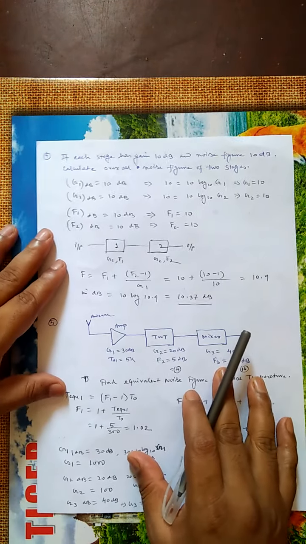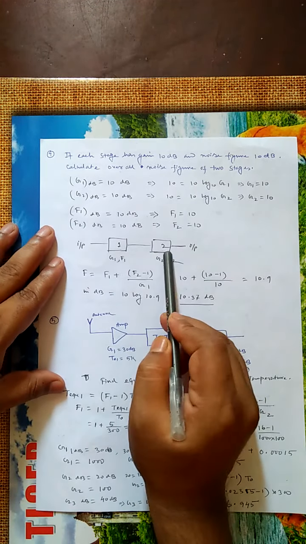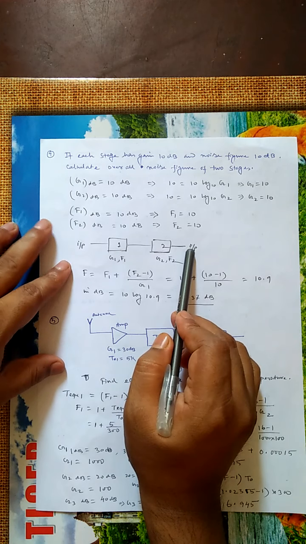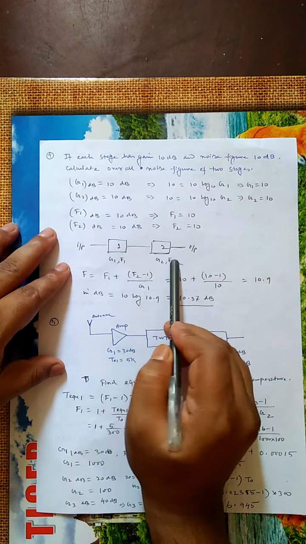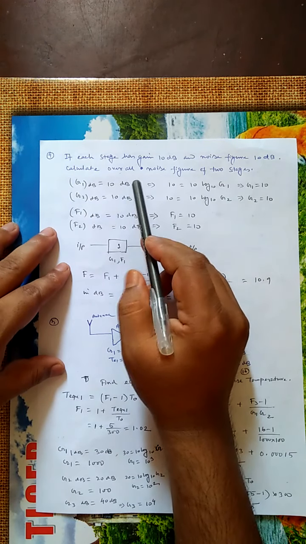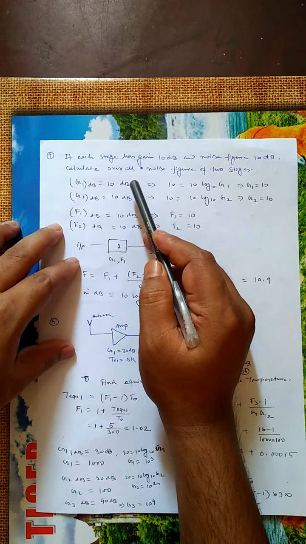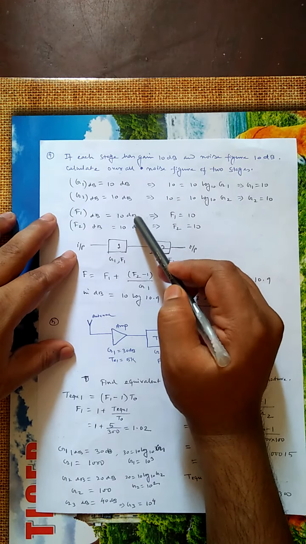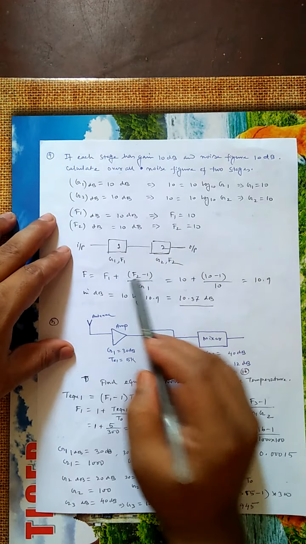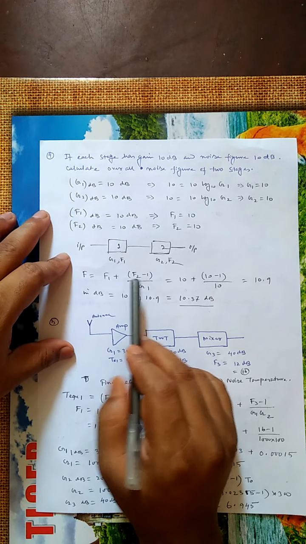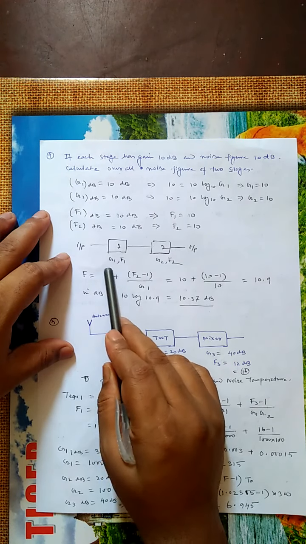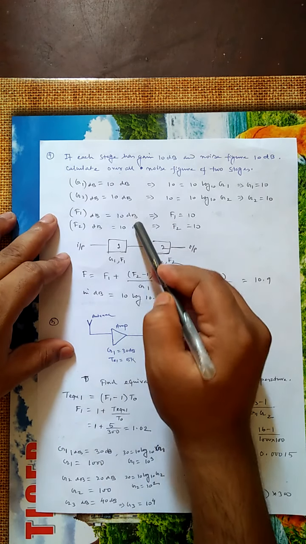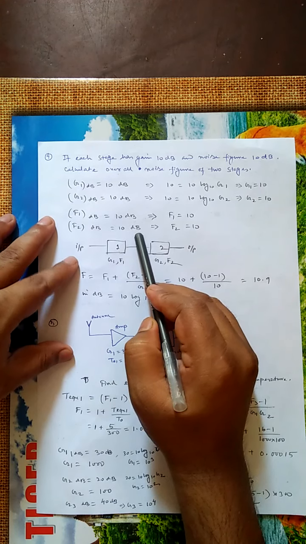In the fourth problem, a two stage cascading system is given, and their gain and noise figure are given in dB form. I have already discussed that when you solve a noise figure problem, the values should be in magnitude form, not in dB form. So all the dB values you have to convert into magnitude form.